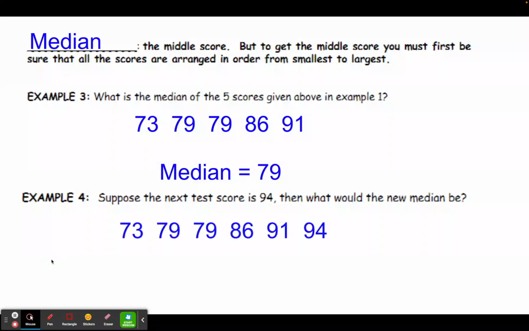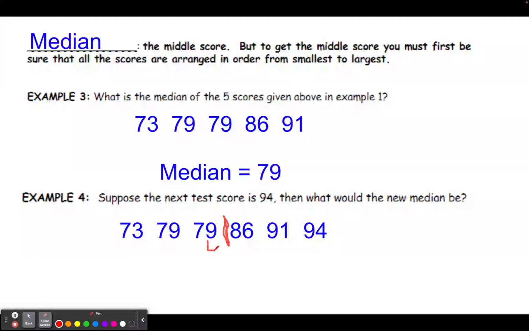Again, I'm going to list all 6 scores, including the new score of the 94. And this time, because I have an even number of scores, there isn't a middle number. The middle would be exactly halfway between these 2 scores right here. And I apologize for the messy handwriting, by the way. So I have 3 scores below and 3 scores above.